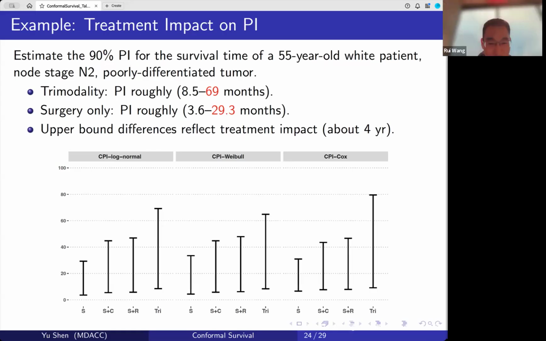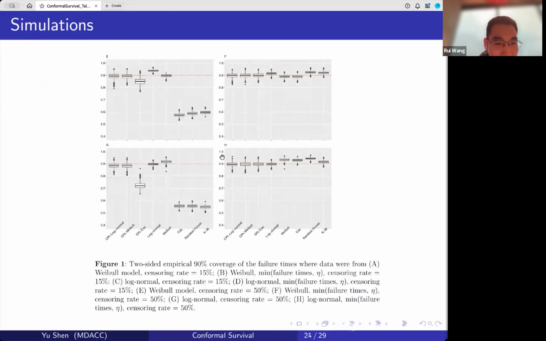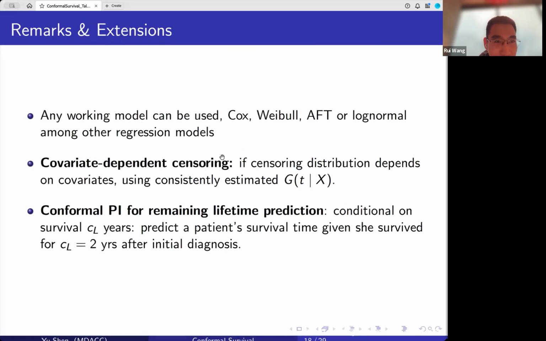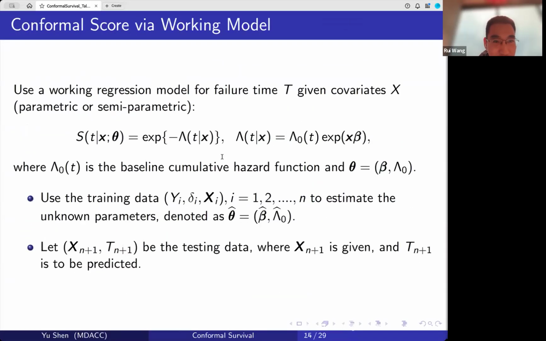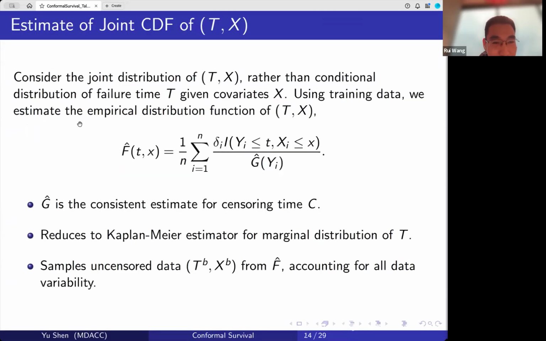Thank you. My question is, in your first step, you need to consistently estimate the distribution function. So is it correct that you can replace the estimator with any consistent estimator for the distribution function? Yes, any consistent estimator. If you have other ways to consistently estimate the joint distribution of T and X, then you just sample those data from there. That's fine.